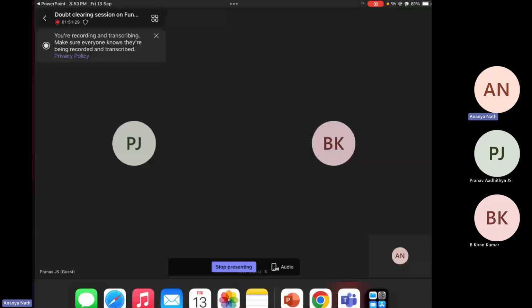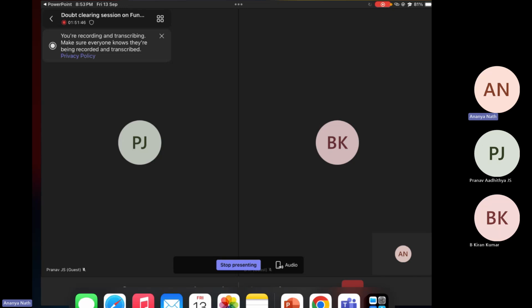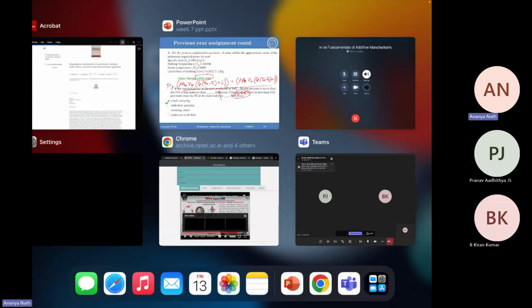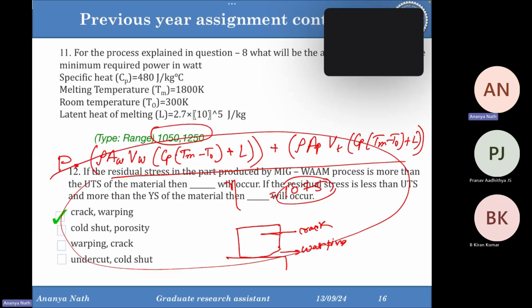If it is as much as your UTS, then it will try to detach the layers from each other. Detaching the layers means it will have warping from the build plate. So if this is your build plate, your part will be like this. This is warping. And crack, we already know. So this is a very important question. This question is really very meaningful and important. You should always remember this type of fundamental in metal additive manufacturing.